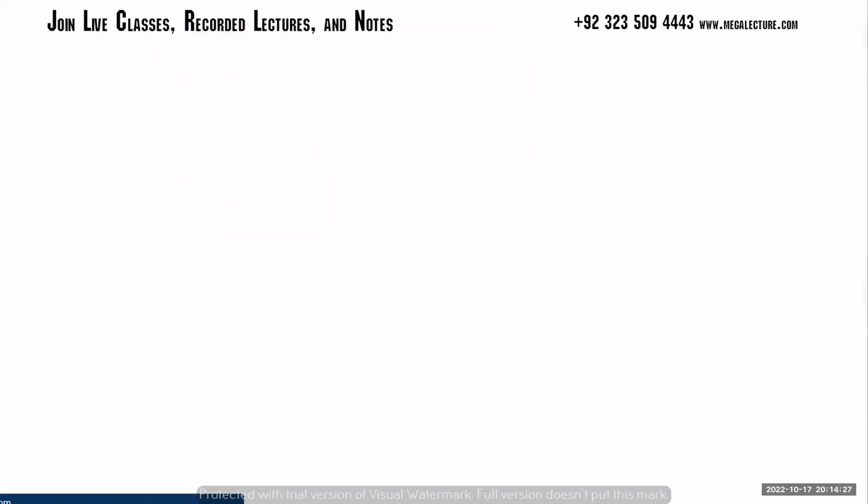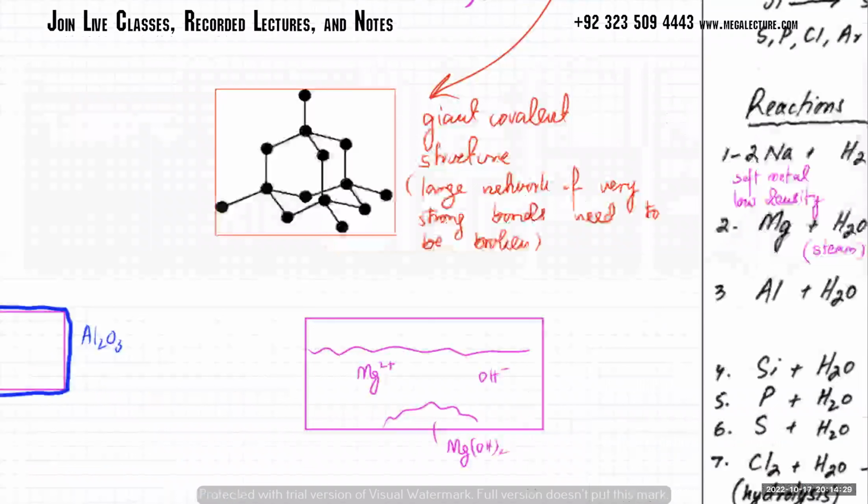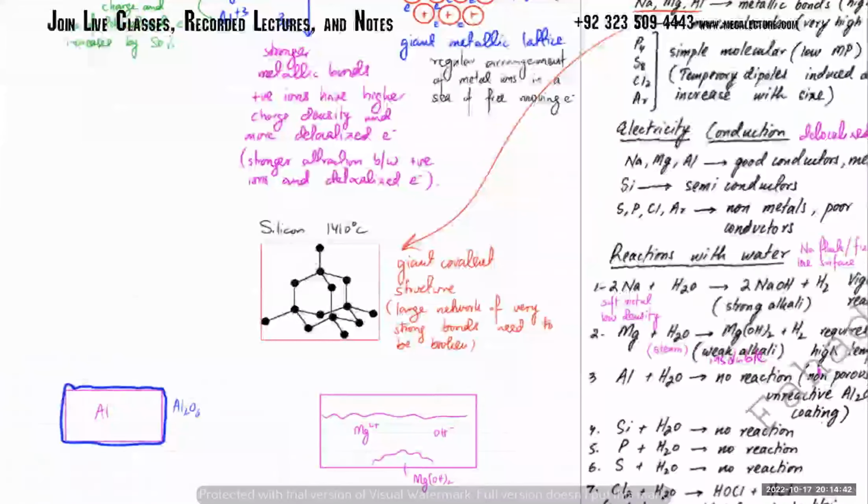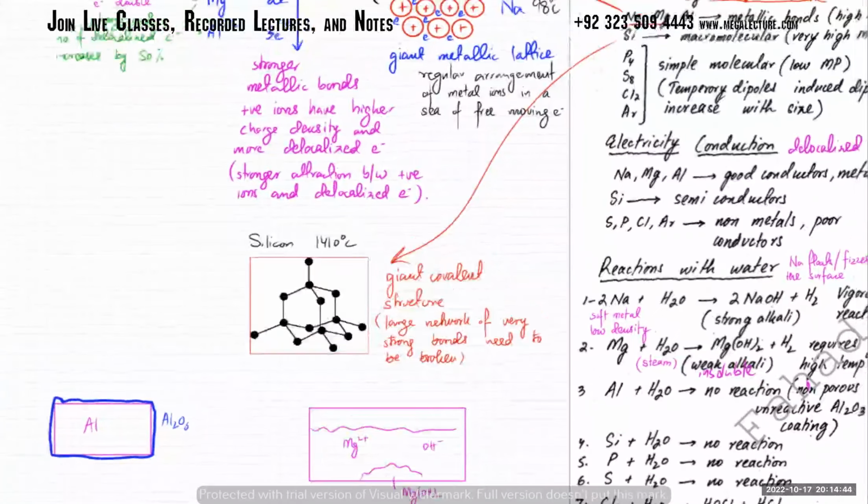So the melting point is around 1410 degrees centigrade. So that is silicon's melting point. So you've got a large network of very strong covalent bonds in the giant covalent structure. Is this clear?